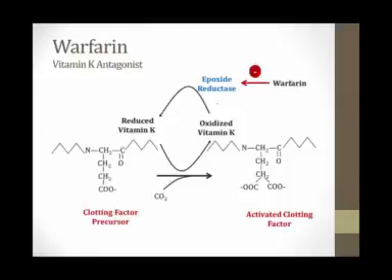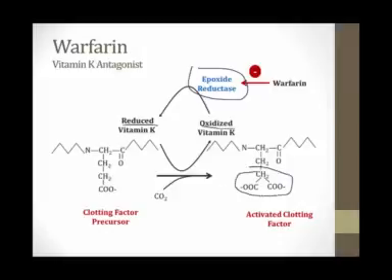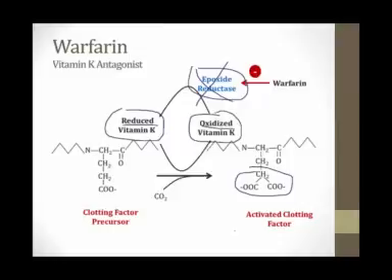Warfarin works by inhibiting an enzyme called epoxide reductase. So what epoxide reductase does is it converts vitamin K to a reduced form. When vitamin K assists in the gamma carboxylation of a clotting factor, it becomes oxidized. Epoxide reductase reduces it back to the reduced form of vitamin K and allows it to continue to contribute to the activation of clotting factors. By inhibiting this enzyme, all of the vitamin K gets tied up in the oxidized form, and it's not able to make more activated clotting factors.